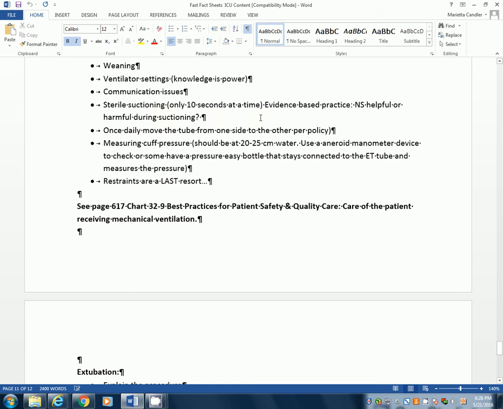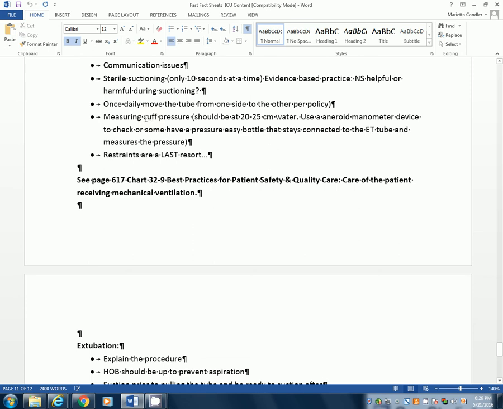Sterile suctioning, only 10 seconds at a time. Evidence-based practice also says normal saline, helpful or harmful during suction, and it says harmful. It's better now not to drown someone prior to suctioning them. Years ago, we used to go in every time we suctioned and squirt saline down their throat and then hurry up and try to get it all out. And now they say it's better not to use it.